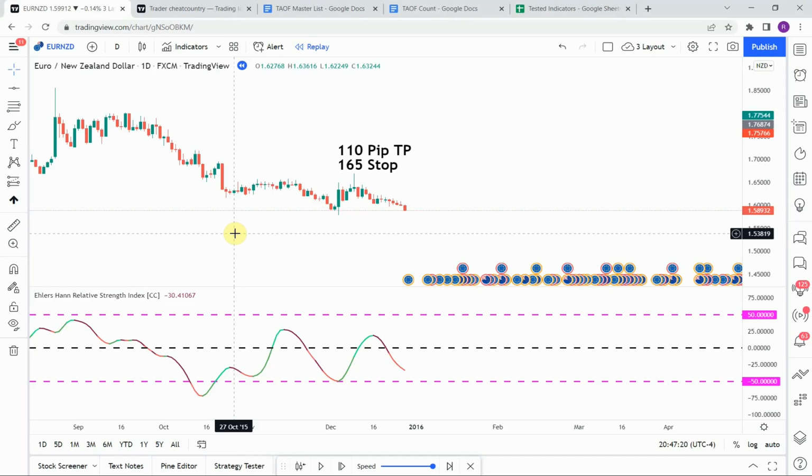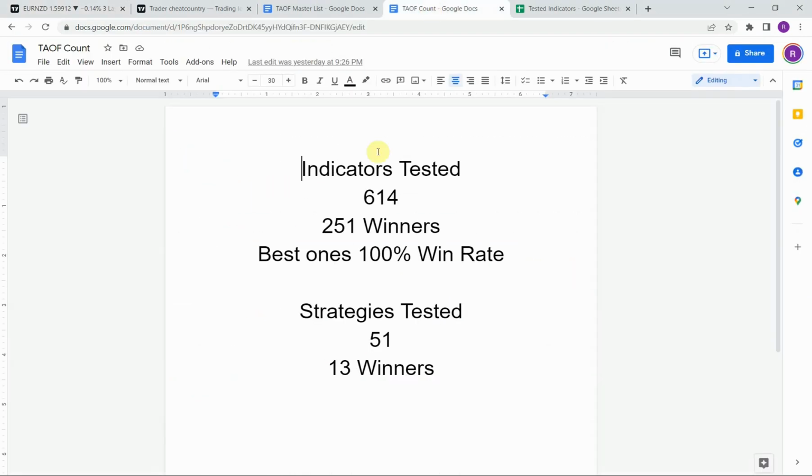Alright, as I said, today we will be testing Ehlers Hann Relative Strength Index indicator. Before we do though, I wanted to put the testing scoreboard up for everyone to see. So to date, we have tested a total of 51 different strategies, with 13 of them being profitable. We've also tested a total of 614 indicators, with 251 of them being winners. The best ones so far were able to achieve a 100% win rate.